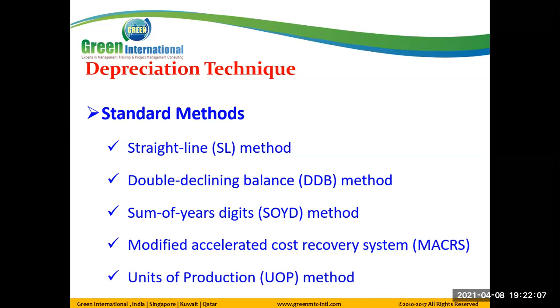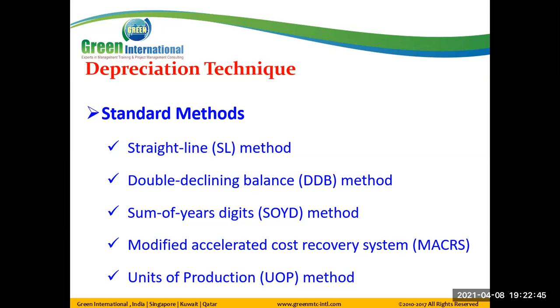So the life period is defined. If it is a property, it is 15 years; if it is a car, it is 10 years. That kind of life period is defined. So how can I depreciate that particular asset? There are standard methods available. These are the country standards also, because every country has accounting practices. US standard is available, Indian standard is available, and they have accepted these kinds of methods: the straight line method, the double declining method, and the SOYD method.